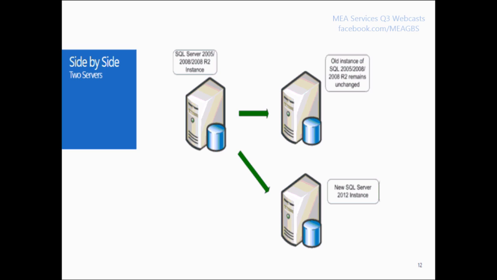The last scenario is the two servers, the side-by-side. What you have is that you start with the one single server. That's not going to change. What you're doing is that you create a new server with a new instance, and you start your migration to that server. So you end up with two servers.